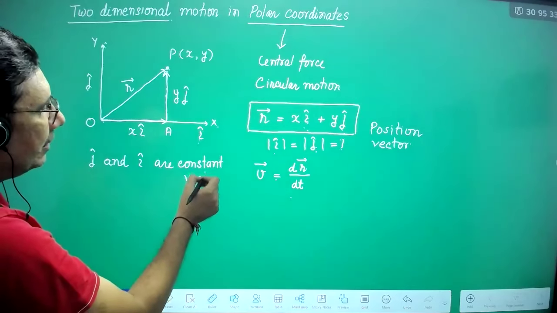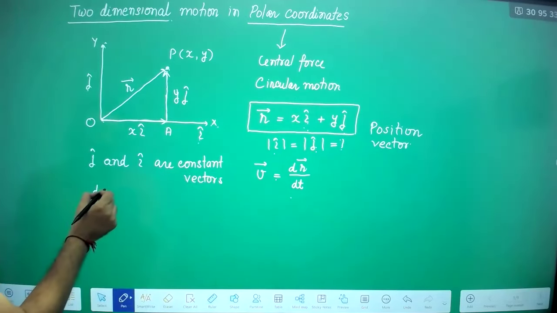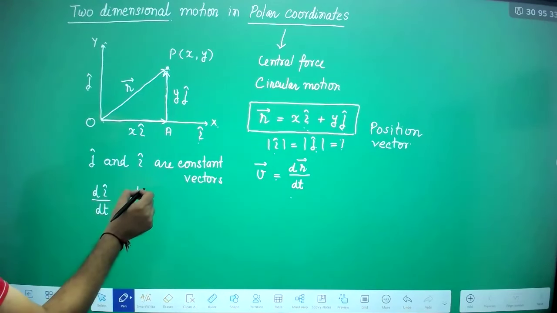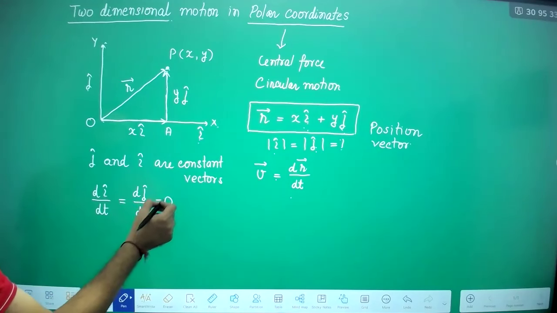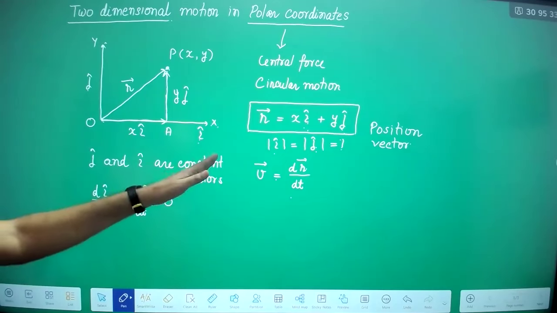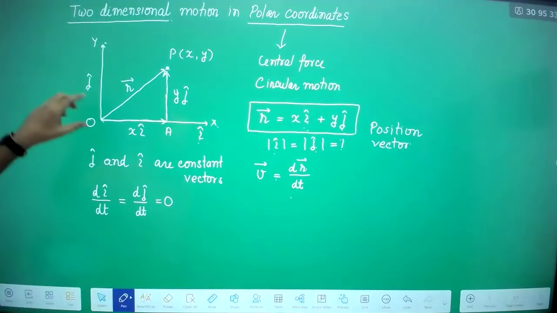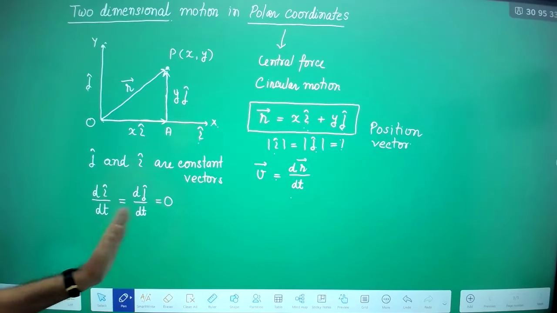So if they are constant vectors, then automatically d i cap by dt as well as d j cap by dt will be equal to 0. Here they are fixed vectors. Direction is not going to change. Magnitude is not going to change. So that's why d i cap by dt as well as d j cap by dt will be 0.